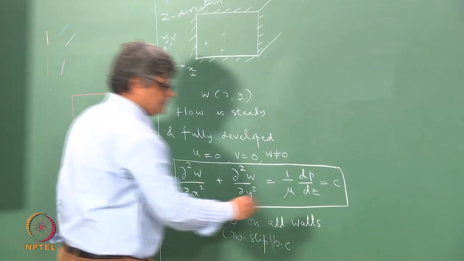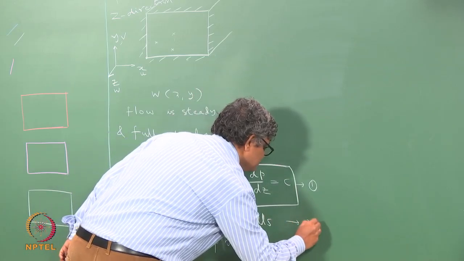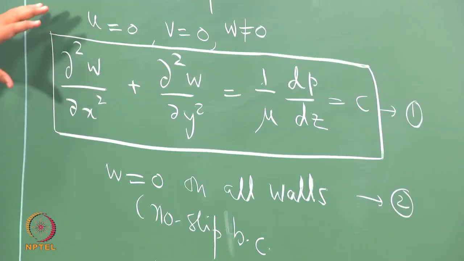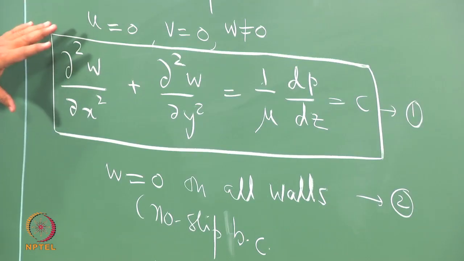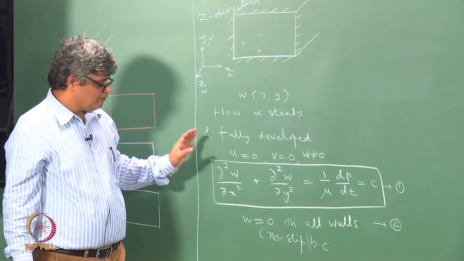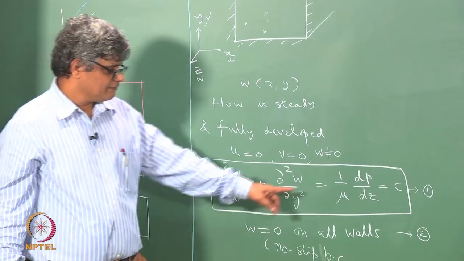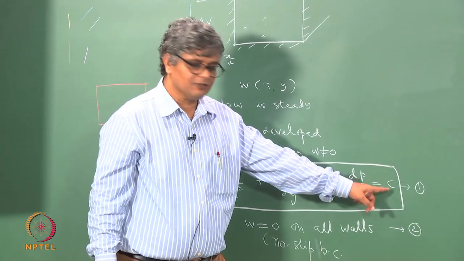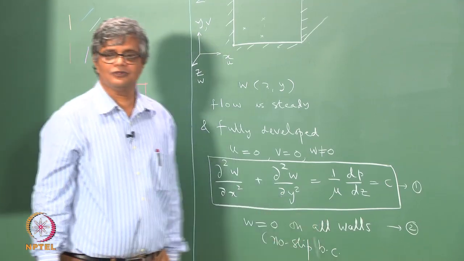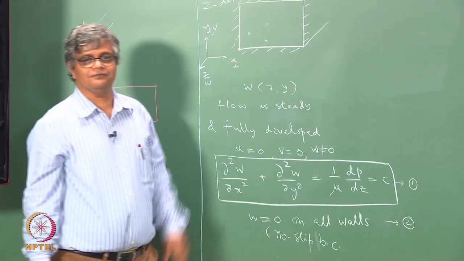So, you have an equation 1 and a boundary condition given by 2. This can be considered as a complete specification of the mathematical problem. The mathematical problem is that you have a second order partial differential equation, ∂²W/∂x² plus ∂²W/∂y² equal to a constant. The value of the constant is specified, and the boundary condition that W equal to 0 is also specified. So, with this we would like to get what is W of x and y.